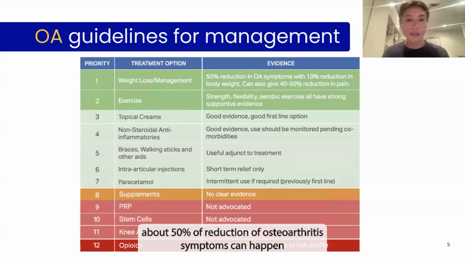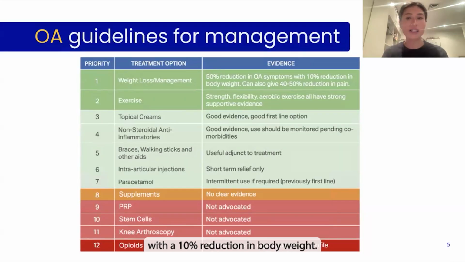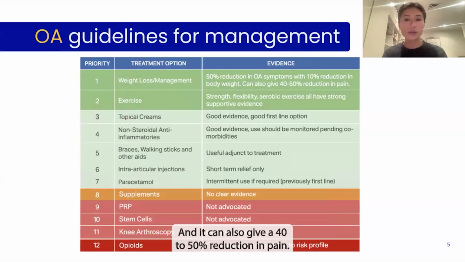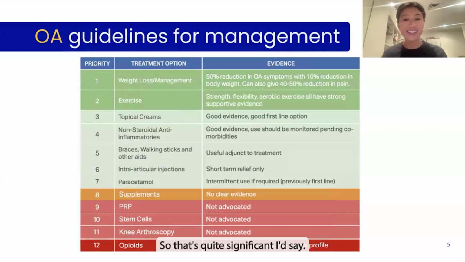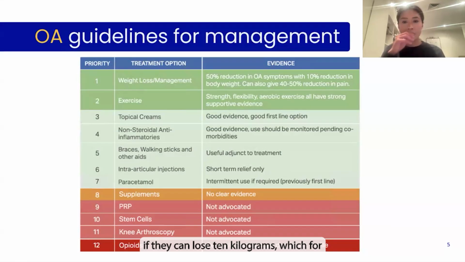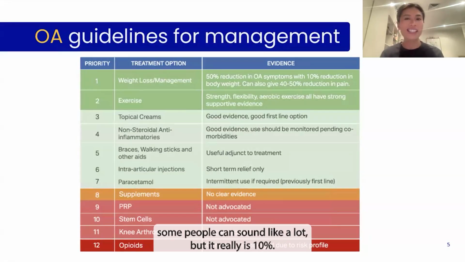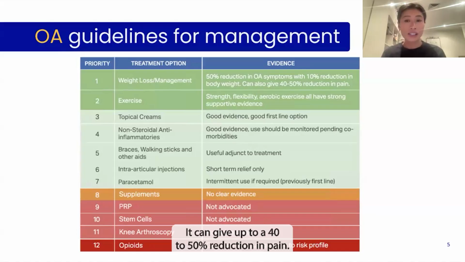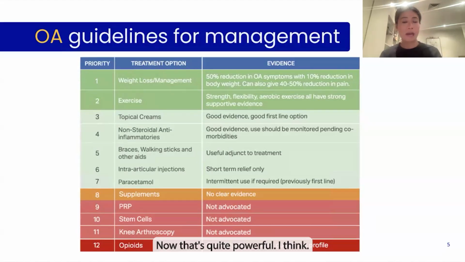50% of reduction of osteoarthritis symptoms can happen with a 10% reduction in body weight. And it can also give a 40 to 50% reduction in pain. That's quite significant, I'd say. So what this means is let's say someone is 100 kilograms. If they can lose 10 kilograms, which for some people can sound like a lot, but it really is 10%, it can give up to a 40 to 50% reduction in pain. Now that's quite powerful, I think.